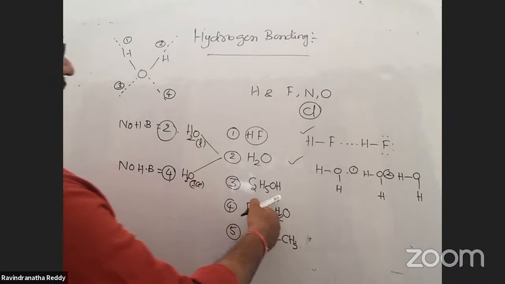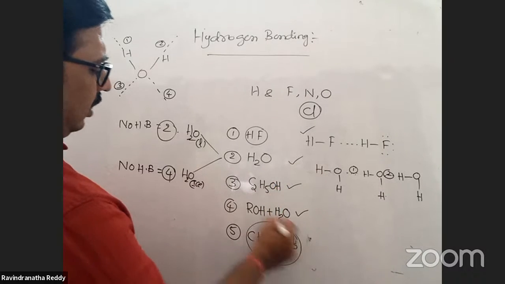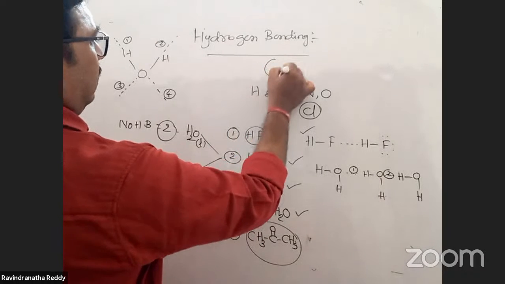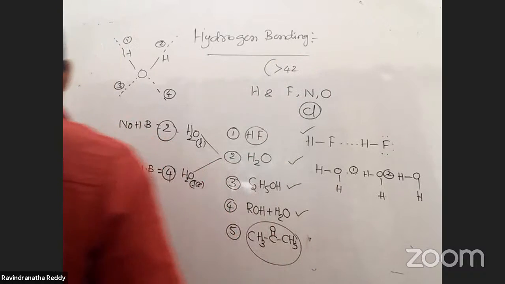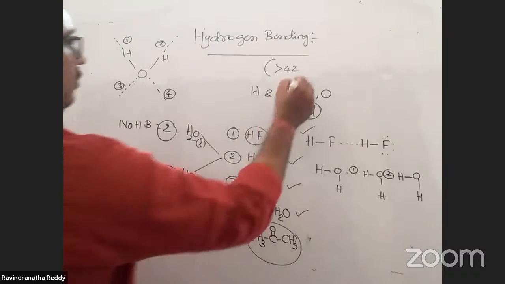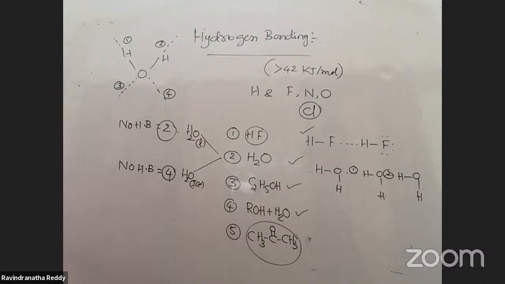Alcohol condition also, hydrogen bonding is possible. Alcohol and water, possible. But in the acetone condition, is hydrogen bonding possible or not? Actually, a hydrogen bond means the formation of one more bond, with energy above 42. How much energy is produced? 42 kilojoule per mole. Acetone condition, is hydrogen bonding possible or not? Put the mark. Acetone.